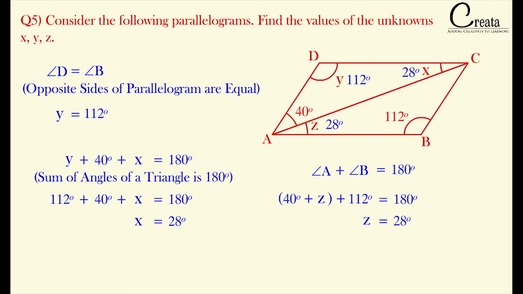One more approach: we know AB is parallel to CD. We can assume AC as a transversal, and angle x and angle z will be the alternate interior angles. We know alternate interior angles for parallel lines are equal. So angle x is equal to angle z. That is one other approach; you can try different techniques to solve the question.